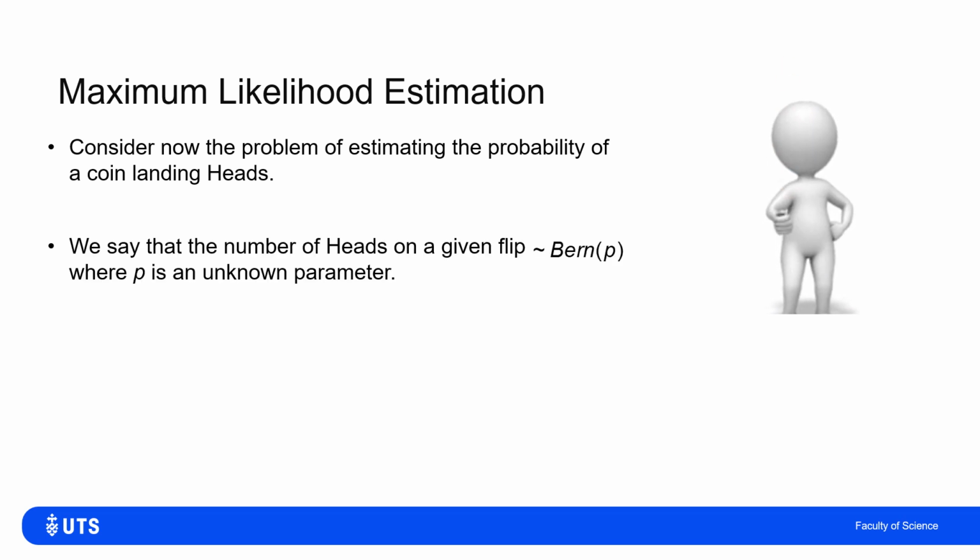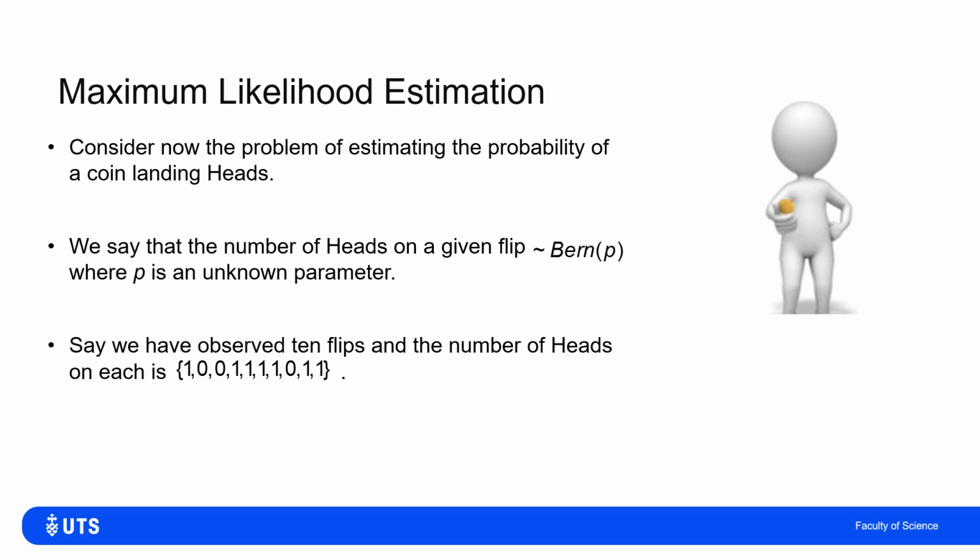So let's say that the number of heads on a given flip will be a Bernoulli variable with parameter p, because it's either 0 heads or it's 1, and I don't know which. But I do know this has some propensity p towards landing heads, but I want to estimate this p.